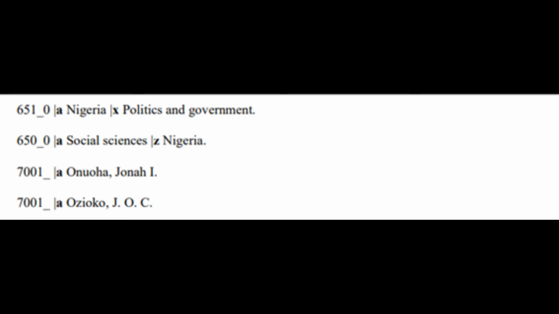Then you have here the editors in tag 700, meaning they are indicated in tag 700 as an added entry for the one responsible in creating the material. So you have there the two editors as per indicated in tag 245 subfield code C. So we have there Onoha Jonah I and Ozioko JOC.